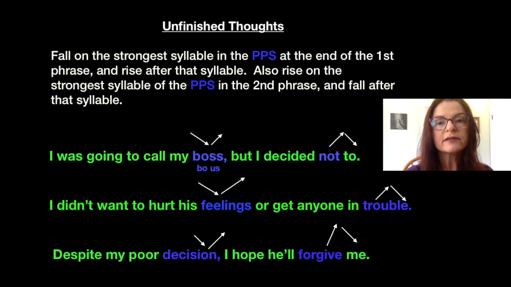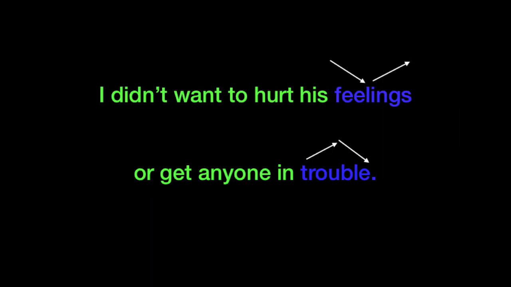I didn't want to hurt his feelings or get anyone in trouble. Notice that I went down on "feel" and up on "ings." Feelings, or get anyone in trouble. I went up on "trub" and down on "bull" because it's the end of the sentence. I didn't want to hurt his feelings or get anyone in trouble.